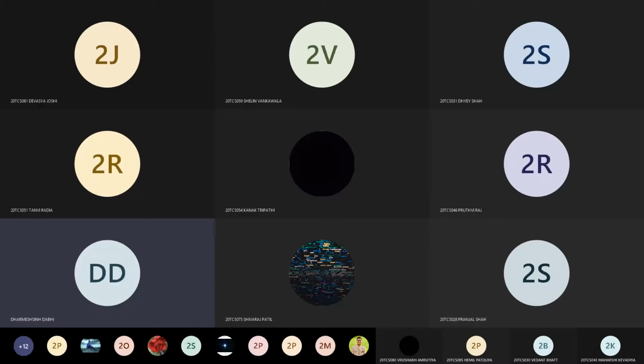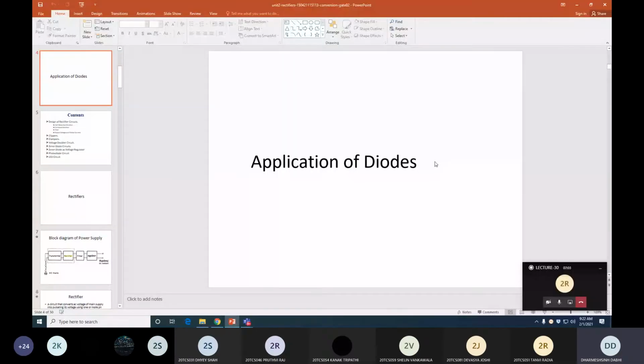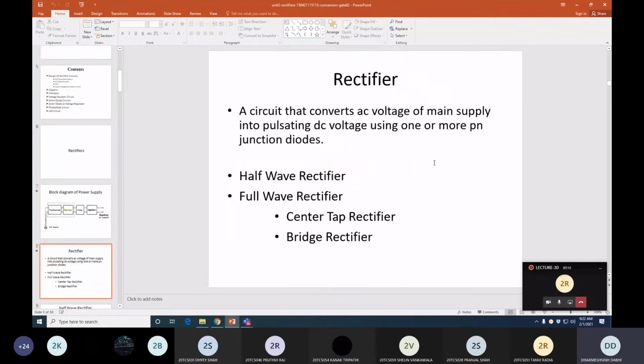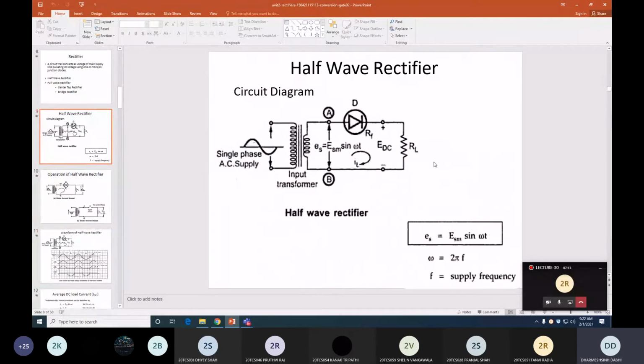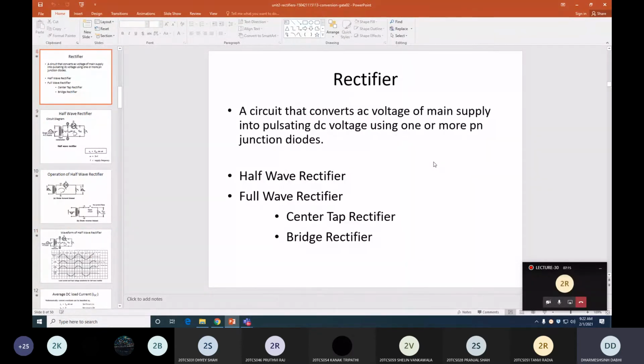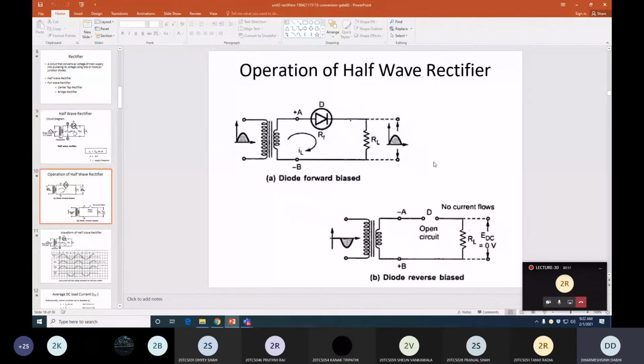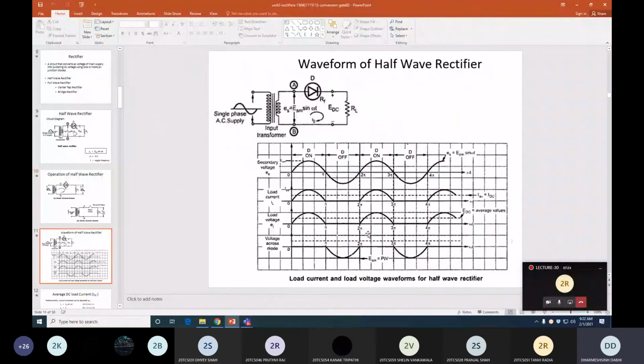Start the new chapter, diode basic electronics, and we see the operation of the half wave rectifier using the diode. Clear? So let's see the revision here. First, we see the rectifier circuit, then how it operates in the first positive cycle and how it operates in the negative cycle of your supply. And this is the waveform of the half wave rectifier.